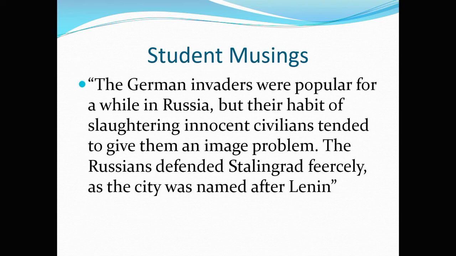So in our last video, we talked about the Nazi invasion of the Soviet Union in 1941, how the tide turned at Stalingrad in 1942. As one student remembered it, the German invaders were popular for a while in Russia, but their habit of slaughtering innocent civilians tended to give them an image problem. The Russians defended Stalingrad fiercely, as the city was named after Lenin.